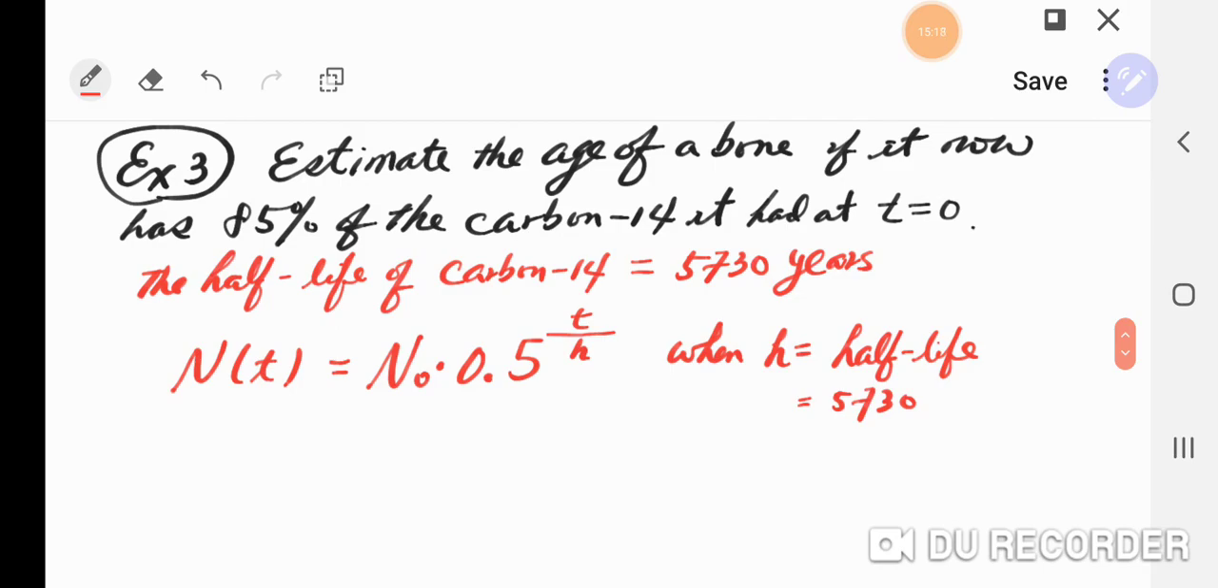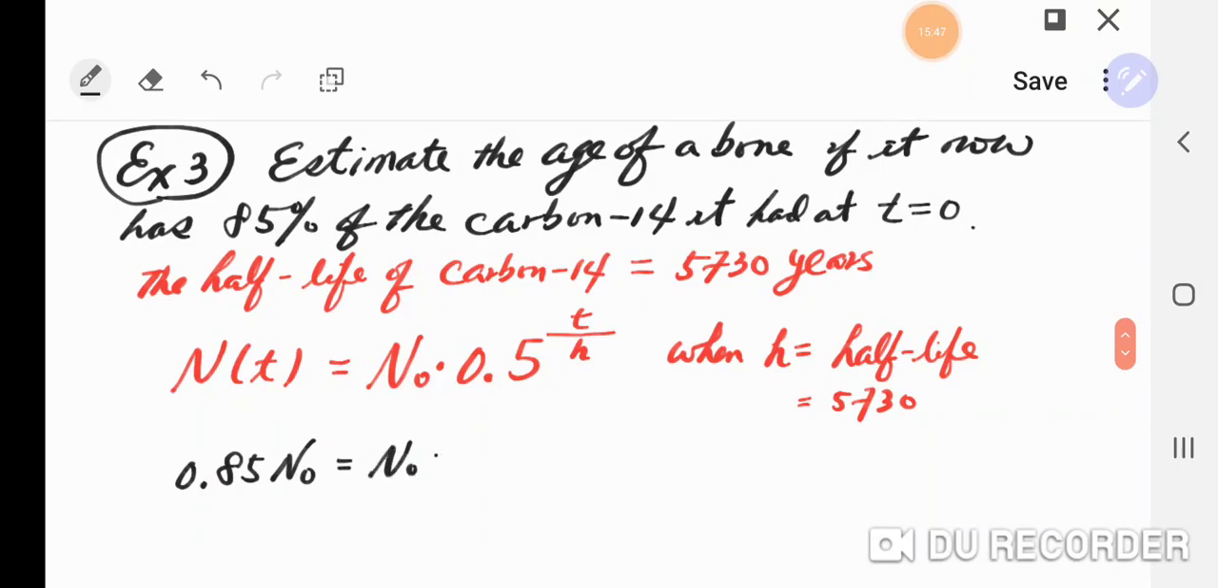What we know is 85% of the initial amount of the carbon-14 remained. So we can replace this N of T with 85% of the initial amount. N of T will be 0.85 N0. So 85% of the initial amount is remained.